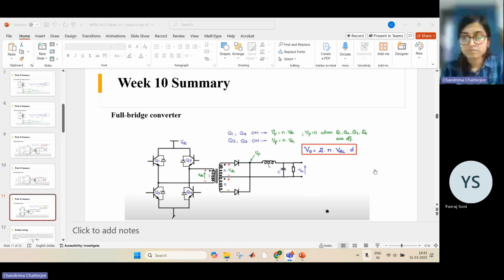Again, if you apply KVL in the primary loop, you will get the input voltage as the summation of this primary voltage and the drop across this device. That's why it is written Vp plus Vq. So the input voltage is 26 volt. Now we have got the value of the input voltage, right?